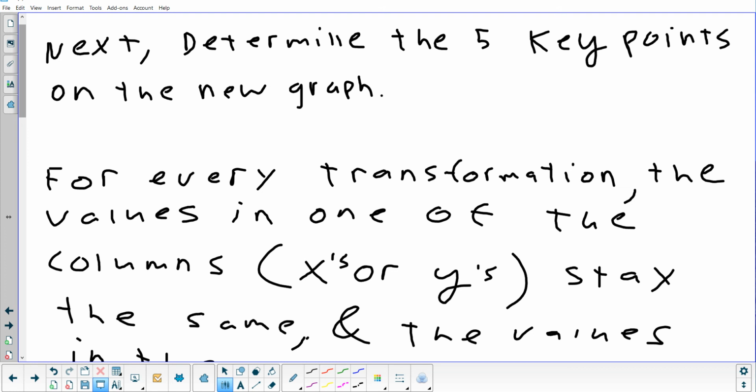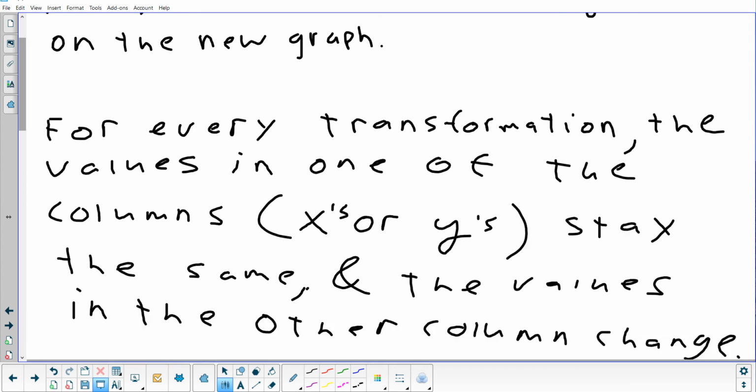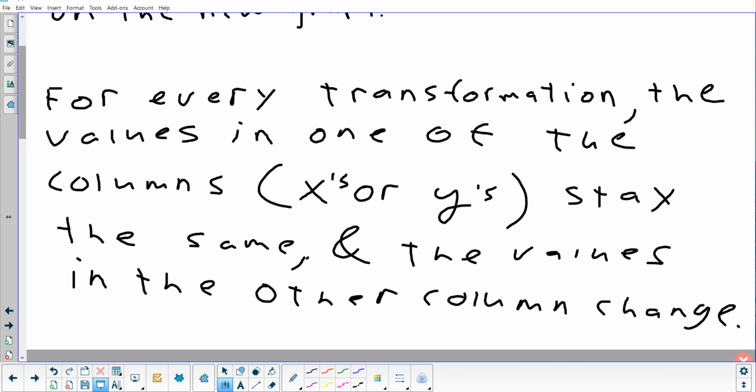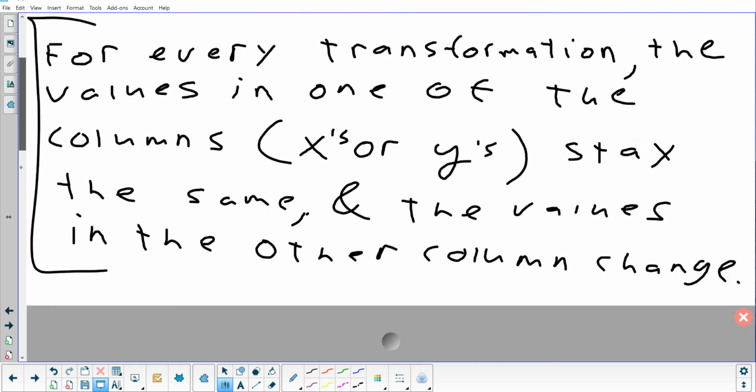So what that means is if we're going to only do one transformation at a time, when you take your original table, you only have to worry about one column changing per problem. You're never going to change both columns in the same problem. So either the x column is going to stay the same, and you're going to have to do something to the y's, or the y column is going to stay the same, and you'll do something to the x's. But again, never both columns in the same problem. That's why I wrote this. Any question on that idea of just doing one type of thing per problem, one transformation? Okay.